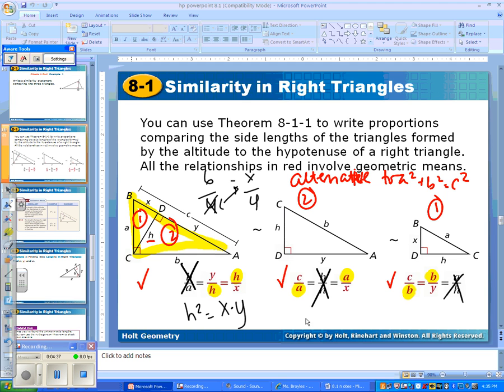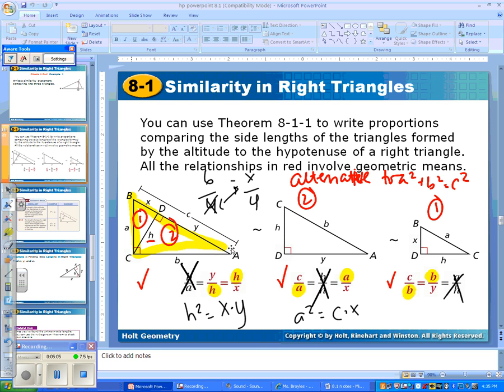So looking at this one, a squared, if we cross multiply, equals c times x. So that means every single time this leg squared is going to equal this part of the hypotenuse times the whole hypotenuse, c times x. So again, this leg equals this part, the part closest to it, of the hypotenuse times the whole hypotenuse. So probably the same thing is going to be true of the other leg.